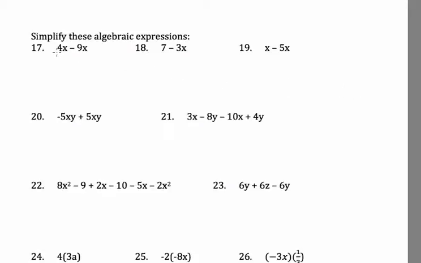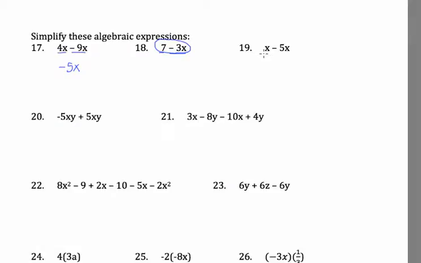17. Split the expression into terms, the 4x and the negative 9x. And then those are like terms, so they can be combined. 4 minus 9. Think money. You had $4. You lose 9. Now you're 5 in the hole. Negative 5x. 7 minus 3x. There are two terms there, and they're not like terms, so they can't be added. So that's our answer.